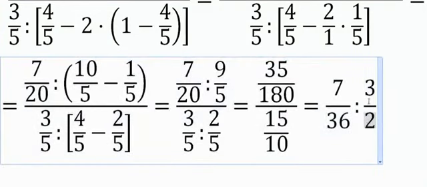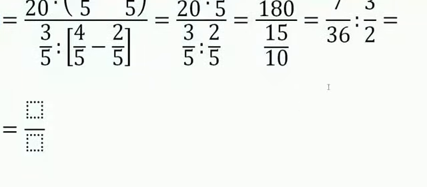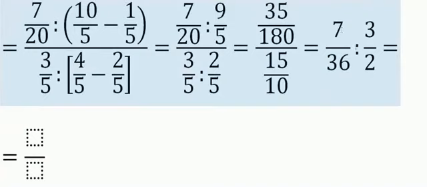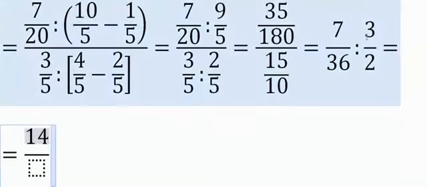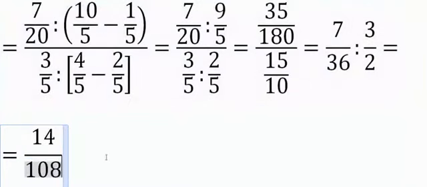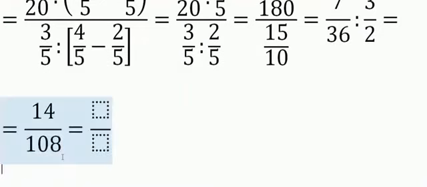7 times 2 is 14, and 36 times 3 is 108. Because they're both even numbers, we can simplify both the numerator and the denominator by 2. So we get, in the end, when we divide by 2, 7 over 54, which is our final answer.